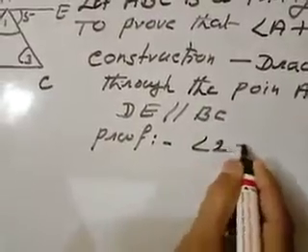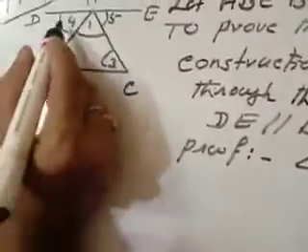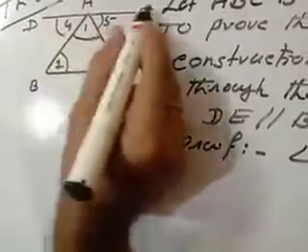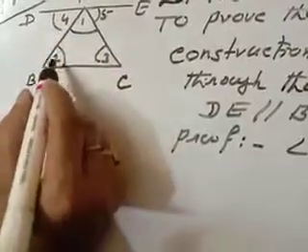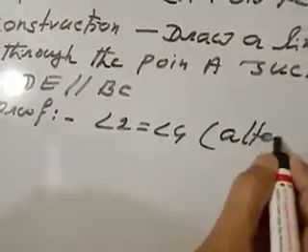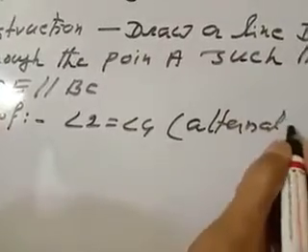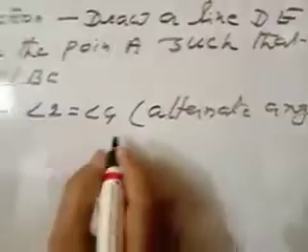Angle 2 is equal to angle 4. You see, angle 2 is equal to angle 4. Why? Because DE is parallel to BC, so these two angles are alternate angles. You write alternate angles. Make it equation number 1.